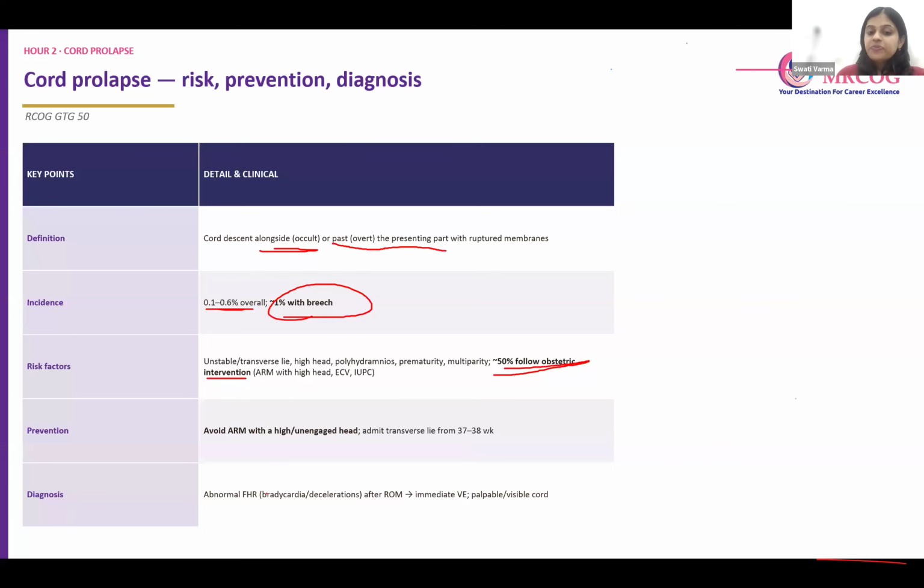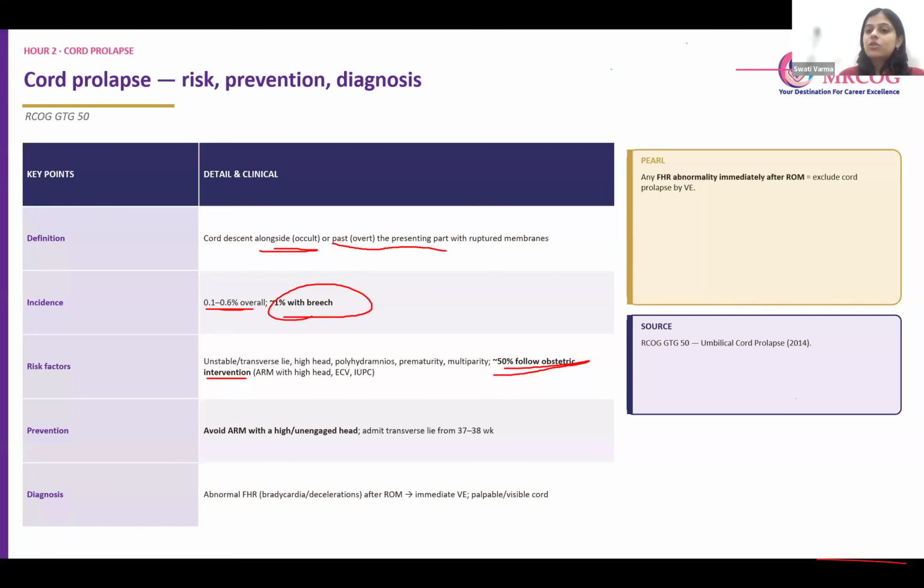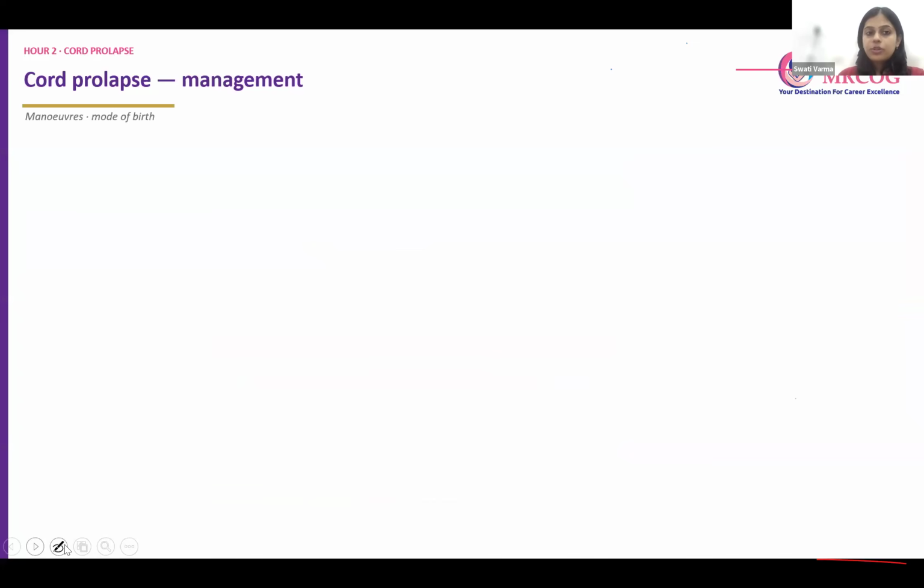How will you diagnose? Suppose membranes ruptured and baby develops abnormal fetal heart rate. It may be in the form of bradycardia or variable or late decelerations. Then immediately you have to look for it. Go for a vaginal examination. If cord is palpable or visible, diagnose as cord prolapse. So a pearl point is: any FHR abnormality immediately after rupture of membranes, exclude cord prolapse by vaginal examination. This you always have to remember.